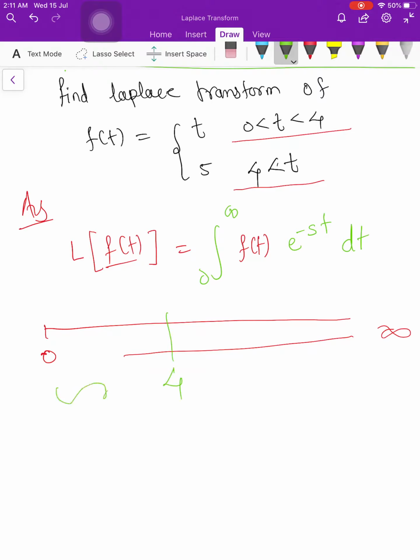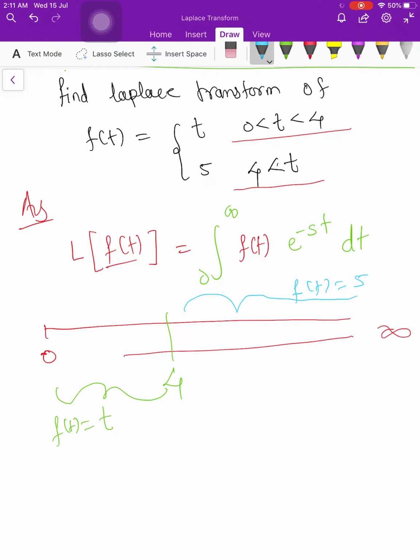So between 0 to 4 the function value is t, f of t is equal to t, and after 4 the function value is 5.